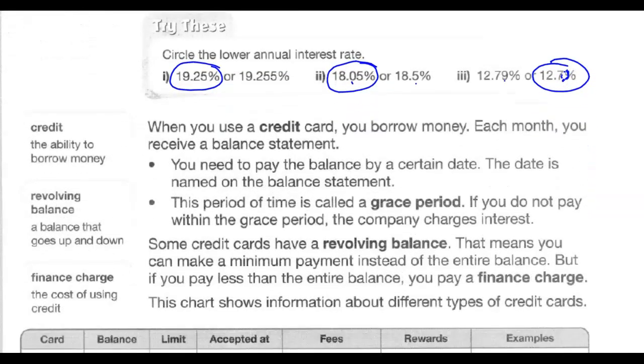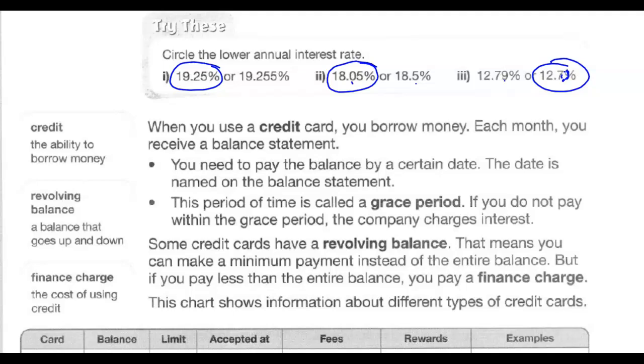Okay, so when you use a credit card, you borrow money. Each month you receive a balance statement. You need to pay the balance by a certain date. The date is named on the balance statement. The period of time is called a grace period. So if you do not pay within the grace period, the company will charge you interest. So if your payment balance due date is the 30th of the month, and you buy something on the 10th of the month, then they're not going to charge you any interest from the 10th until the 30th if you pay by the 30th. If not, then they're going to calculate interest on it.